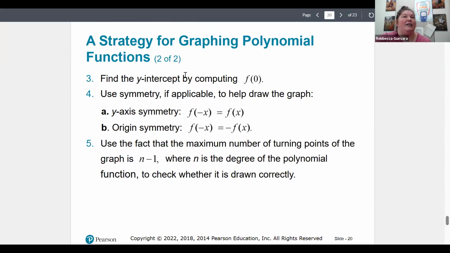We're going to find our y-intercept by computing f of 0. We're going to skip symmetry for now because most of these graphs are not going to be symmetric anyway. And then we're going to use the fact that the maximum number of turning points is n minus 1. So this is a way to check if we've graphed everything correctly. So if we have more turning points than n minus 1, we know we made some sort of mistake.